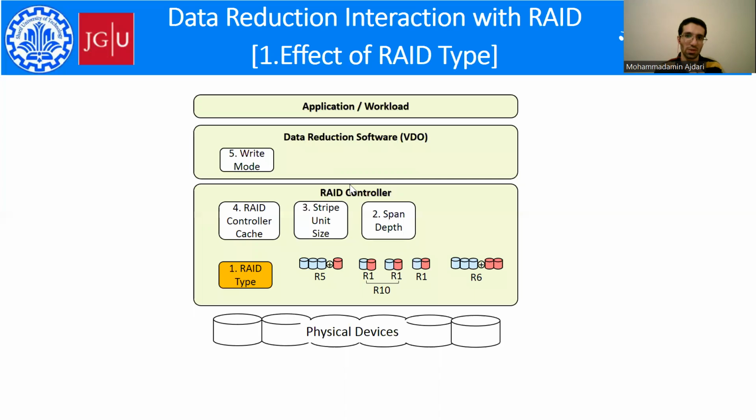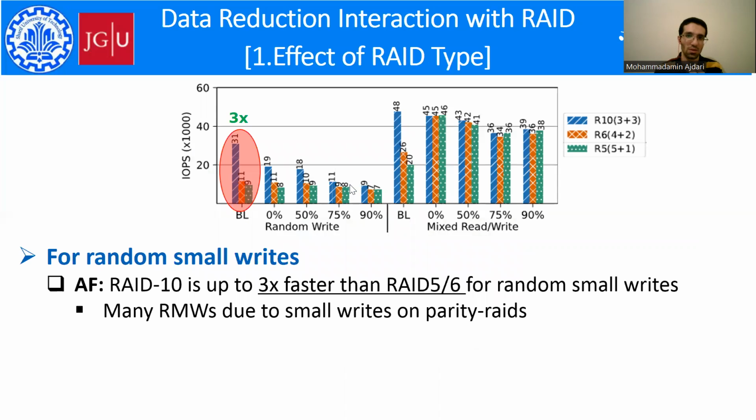As the first design choice, we analyze the effect of RAID type on system performance. We look at the 6 SSD setup using 3 major RAID types, namely RAID 5 with 1 disk as parity, RAID 6 with 2 disks as parity, and RAID 10 with 3 disks as mirrored data disks. We observe that in the baseline all-flash system, parity-based RAIDs have 3x lower performance than RAID 10 due to frequent read-modify-writes and parity updates in random access small write workloads.